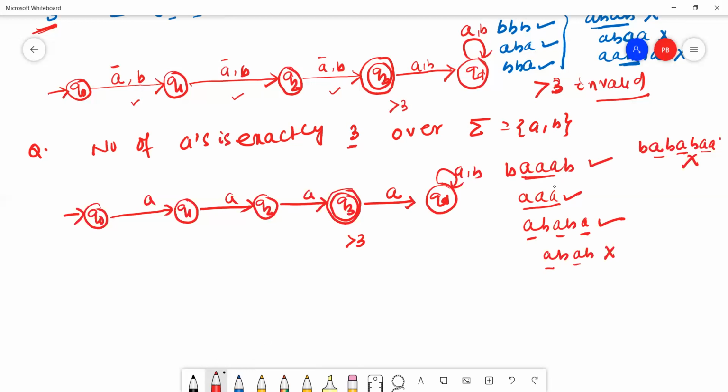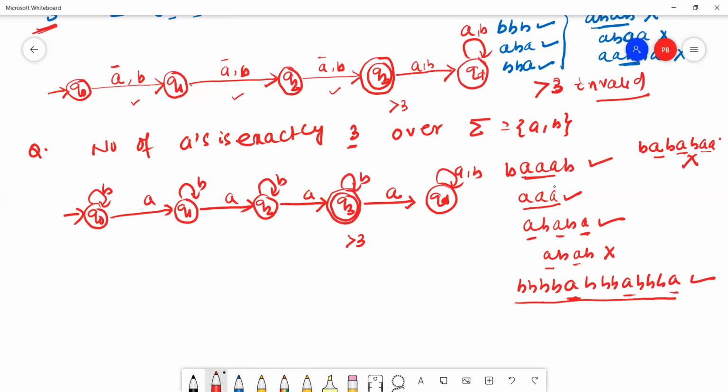Okay, means we can take any number of b's. Suppose bbbb, like abbbbabbbba. Here this is a valid string because the number of a's is exactly 3 in the given string. So we can take any number of b's in any state. Okay, so b is a self loop on all states. The number of a's is exactly 3. Hope all of you understand.